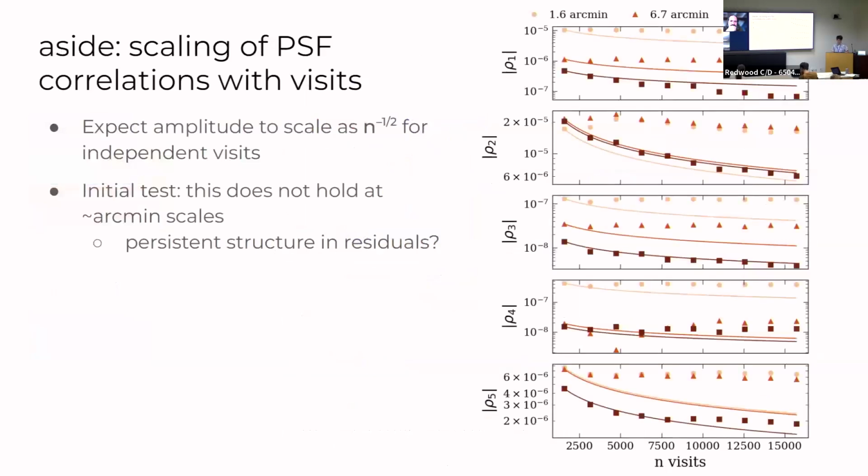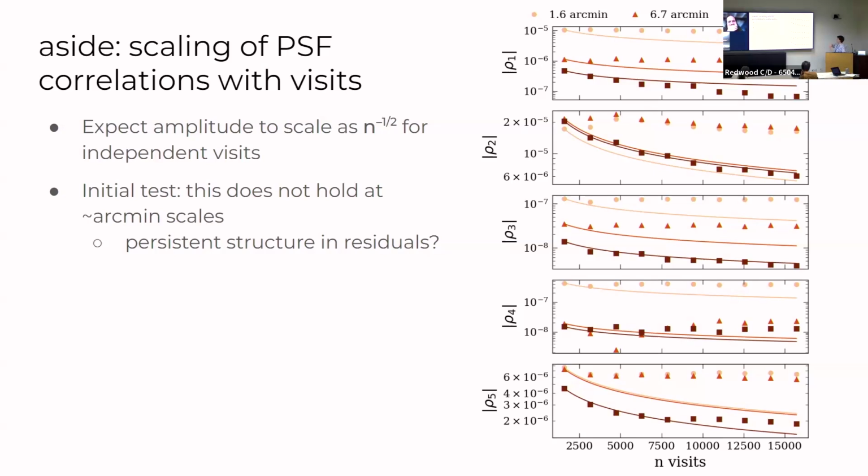I did a test of whether this scaling of root n for independent visits holds for rho stats. Here, each panel is the amplitude of one rho statistic as a function of the number of visits that I am including in the catalog when calculating them. I have used 3 spatial separation bins, so the different colors are roughly 1, 7, and 35 arcminutes. And the lines are showing a 1/√n scaling from the first point on the plot, just to give roughly an idea of what that would look like.